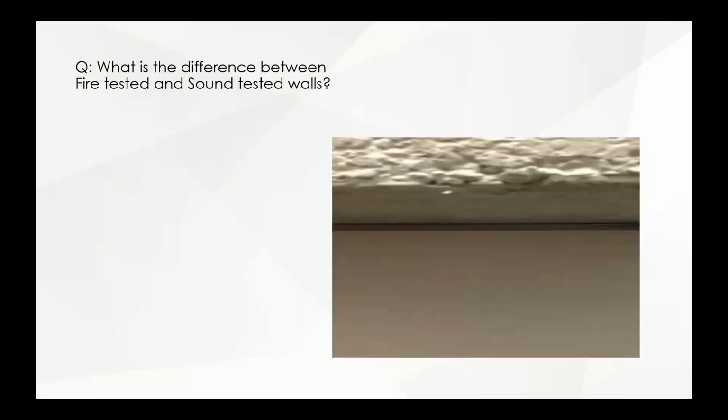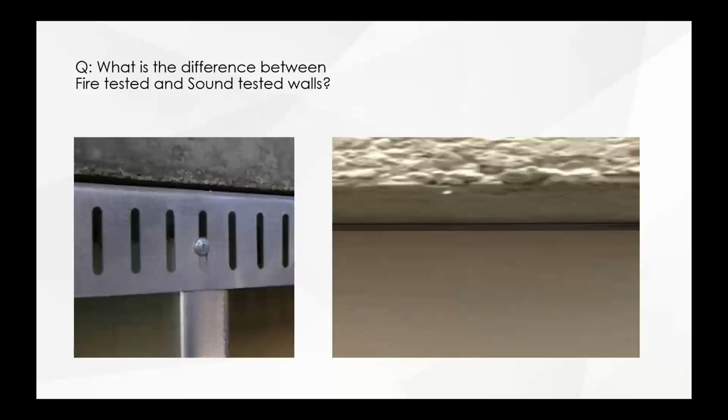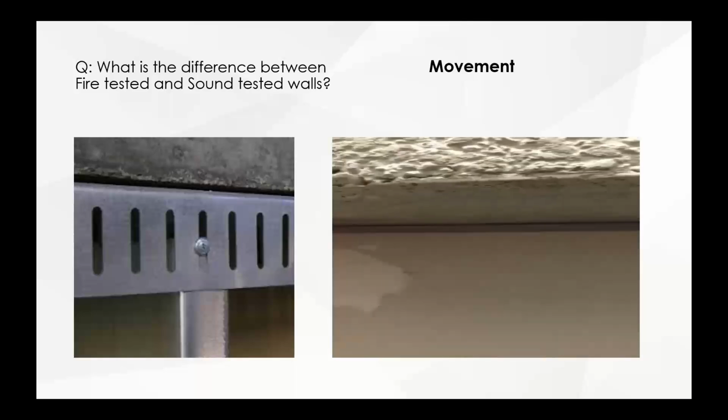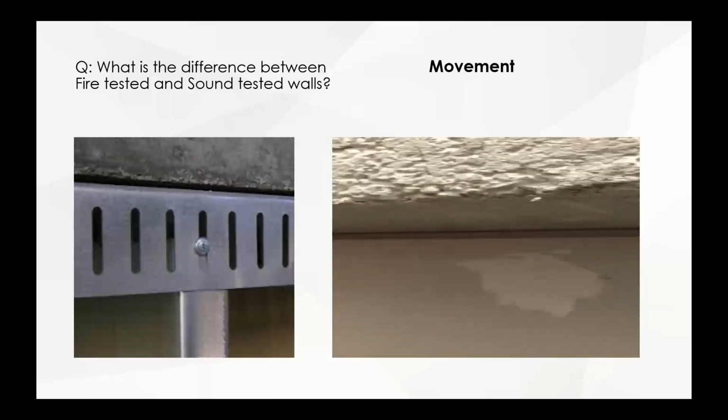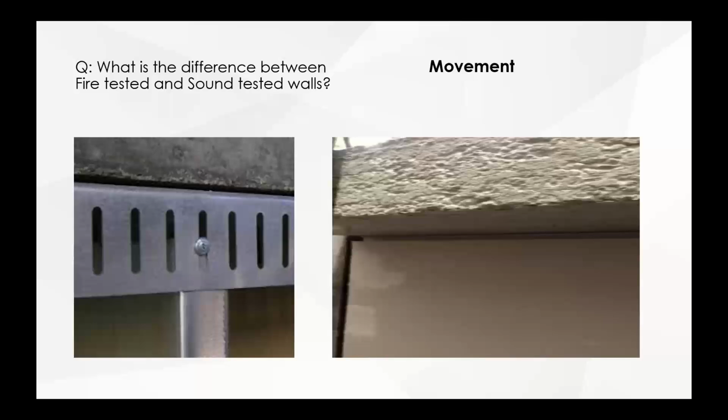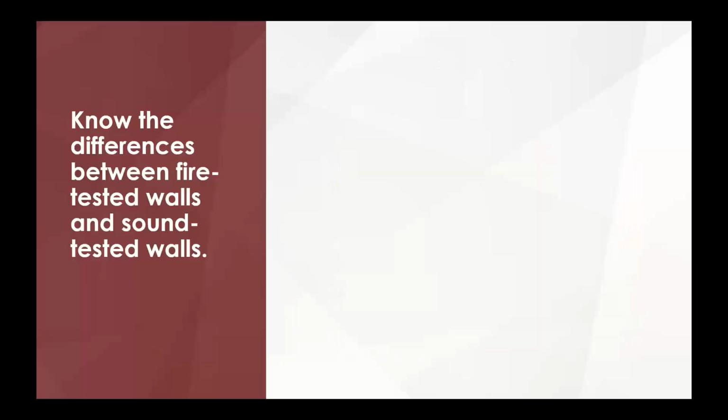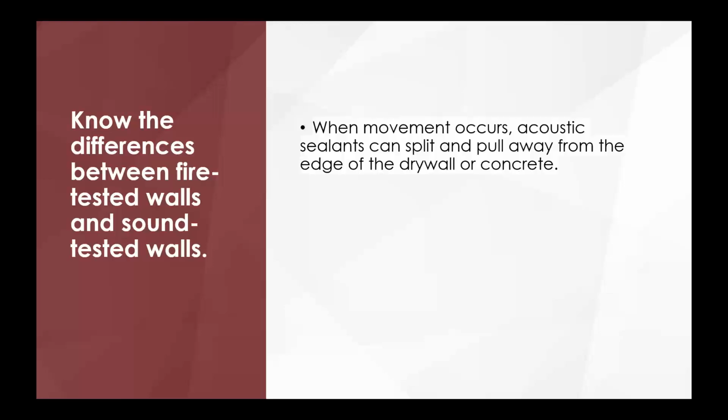All right, so I was talking about this earlier, what is the difference between fire-tested walls and sound-tested walls? I was talking about that slotted track, that if you had a separation in here, here's your open slot, sound could get right through. The difference between sound and fire-tested walls is movement. This is what happens on a head of wall joint when you have to test for movement. They're going to cycle that drywall up and down for a fire test, but for a sound test, no movement at all. So it's important to know the differences between a fire-tested wall and a sound-tested wall.